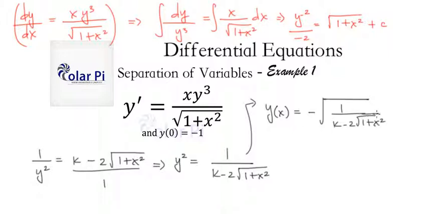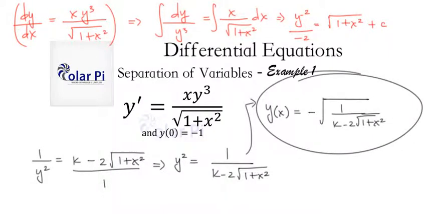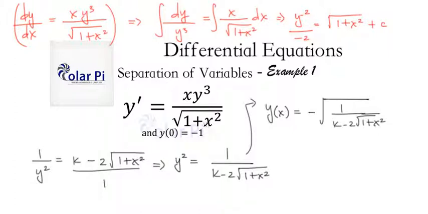Now, if we are looking for a general solution, other than having the plus in addition to the minus, we would be done at this stage. Because we found a general solution, but we're looking for a particular solution. And so the initial condition says when x is 0, y is negative 1. So when we plug in 0 in there, we'd get negative 1. So we write negative 1 is equal to negative the square root of, well, when we plug in 0 for x, we get 1 divided by k minus 2.